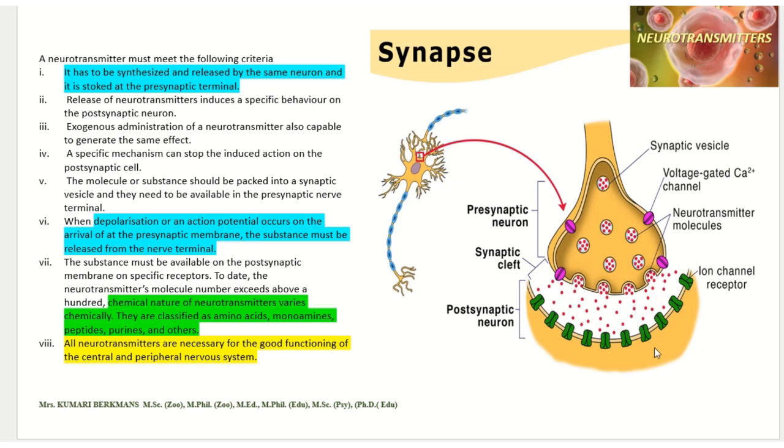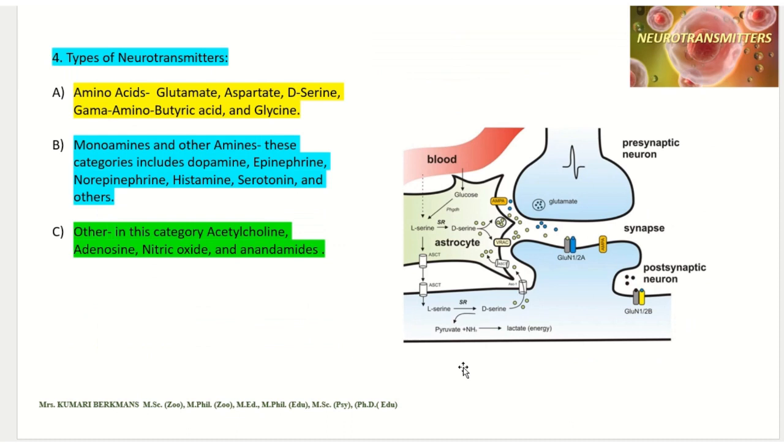That will be received by the ion channel receptors. These are the ion channel receptors; they receive. Okay, next one we can see the types of neurotransmitters.